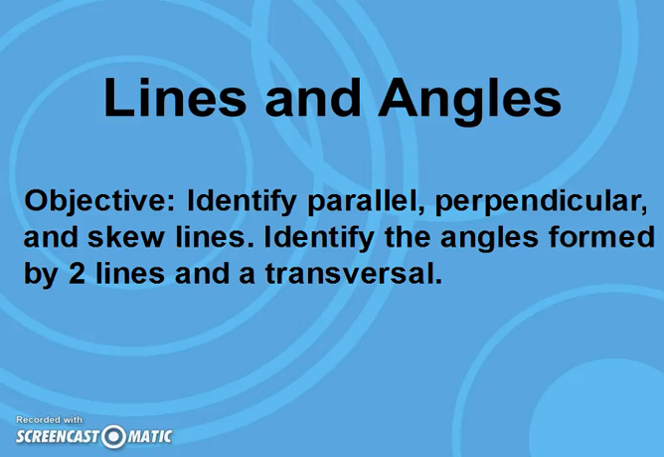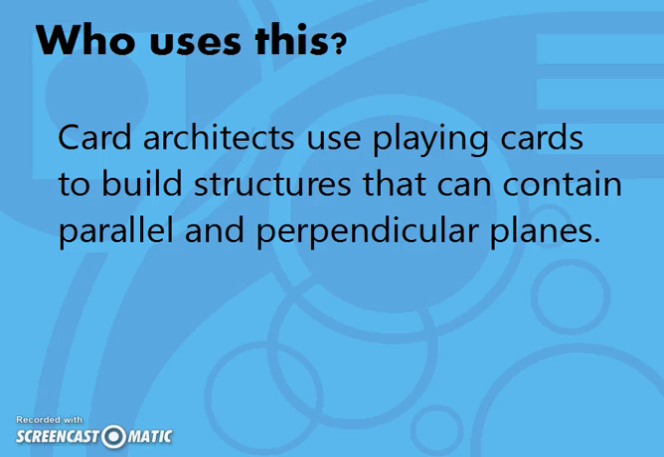Lines and angles. Our objectives are to identify parallel, perpendicular, and skew lines, as well as identify the angles formed by two lines and a transversal. Who uses this? Card architects use playing cards to build structures that contain parallel and perpendicular planes.